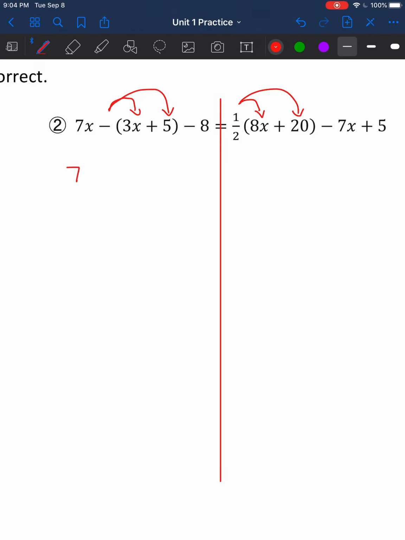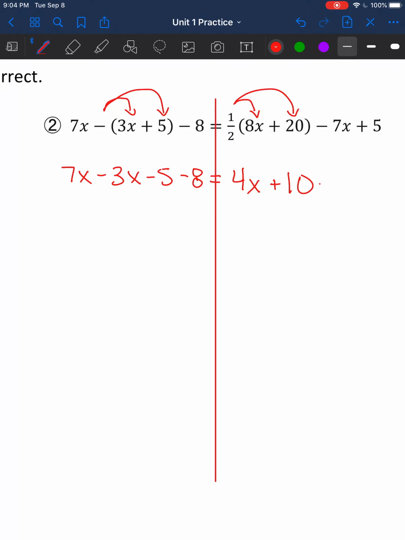When I do, this is 7x comes down. -1 times 3x is -3x. -1 times 5 is -5. And then I'm going to bring down the -8. 1/2 times 8x is 4x. 1/2 times 20 is 10. And I'll bring down -7x plus 5.